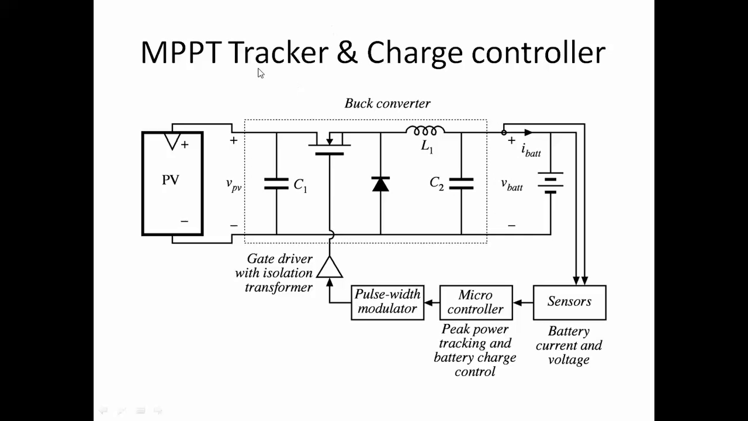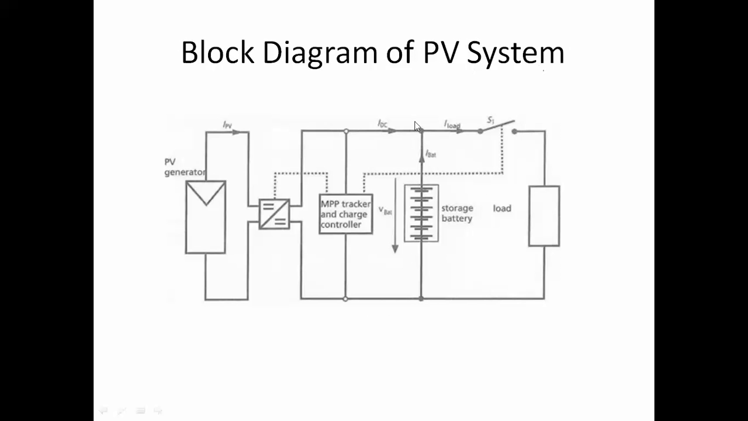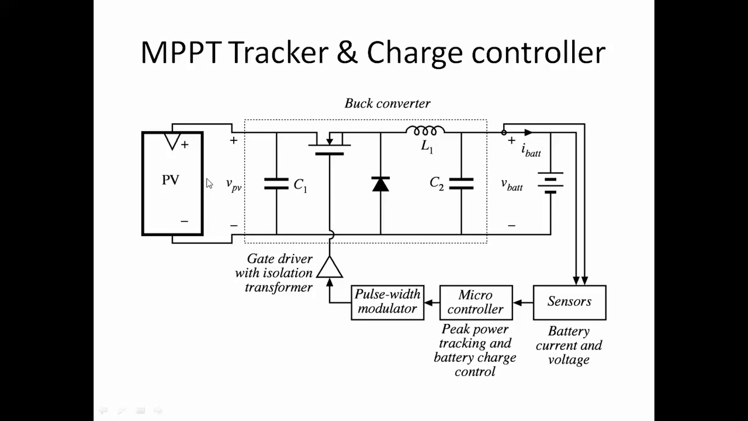So this is the MPPT, that is the circuit actually in this one. This is a detailed structure. There's a PV panel and this is a PV voltage C1.